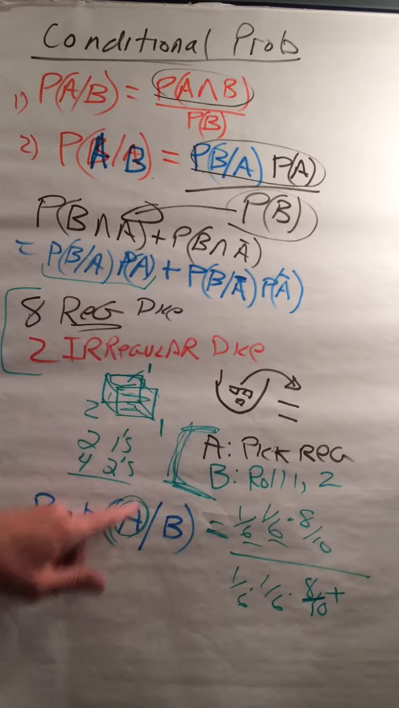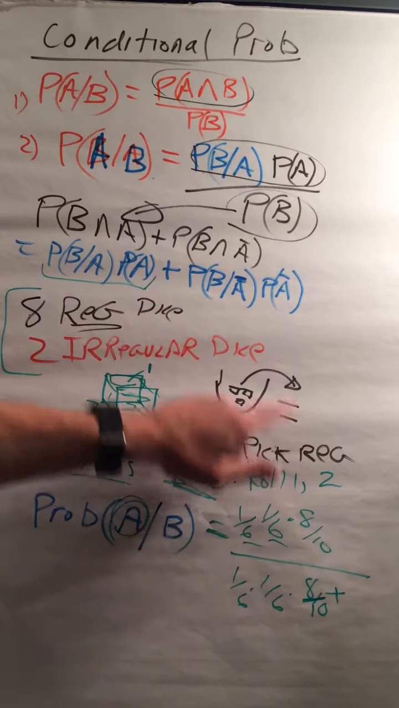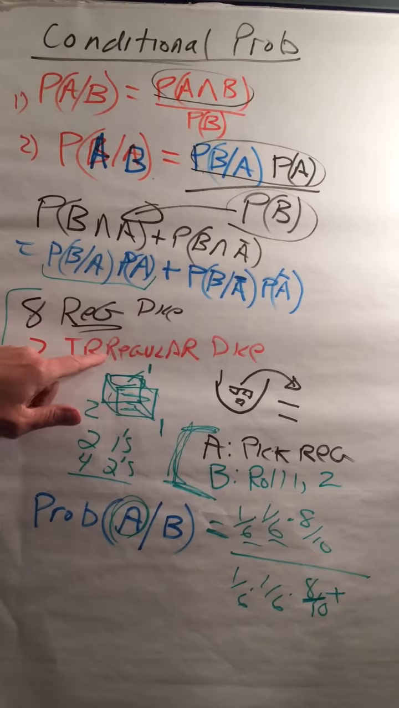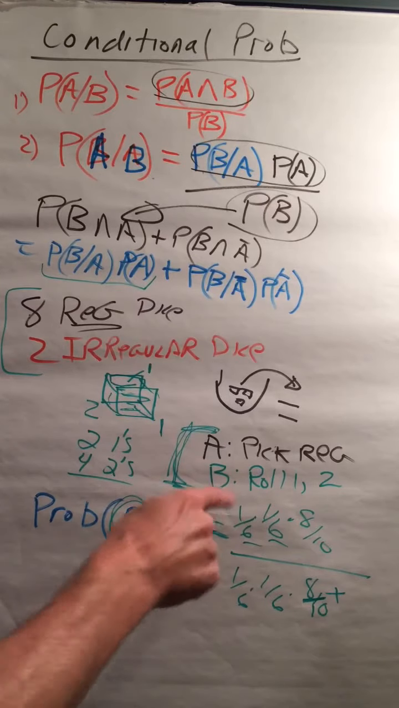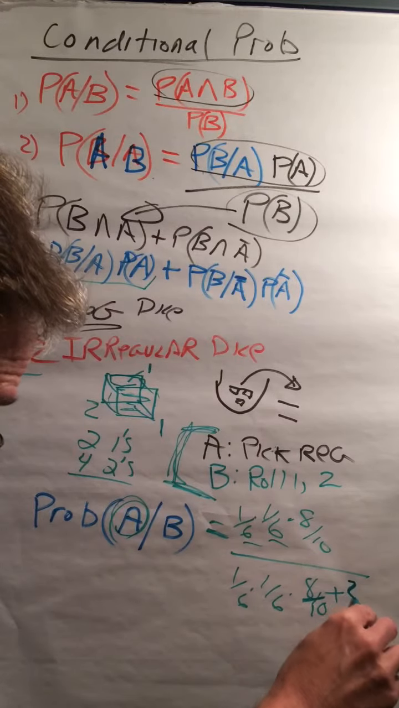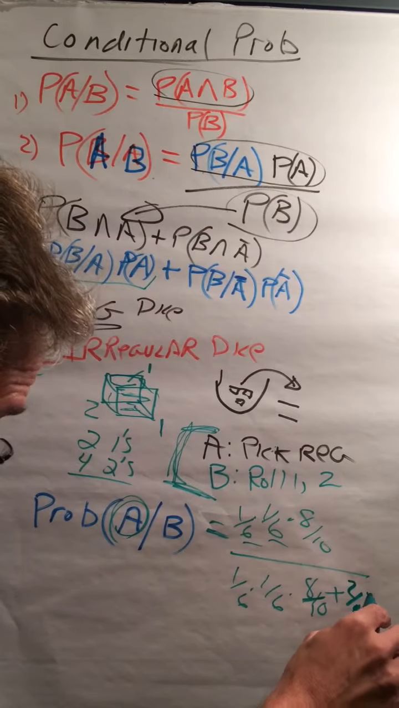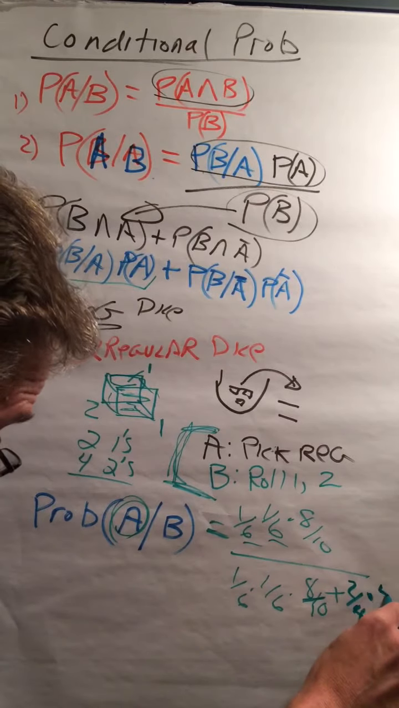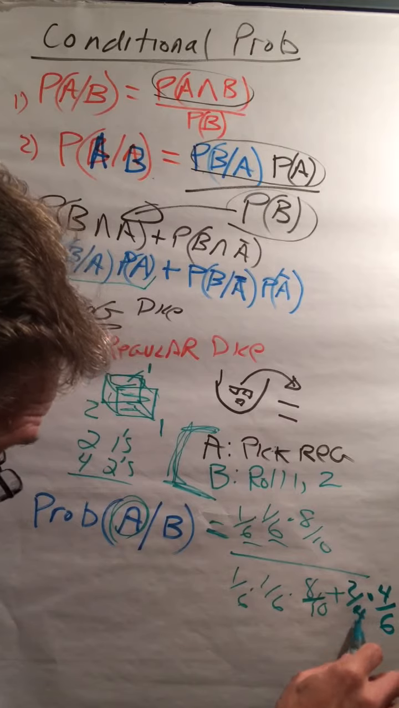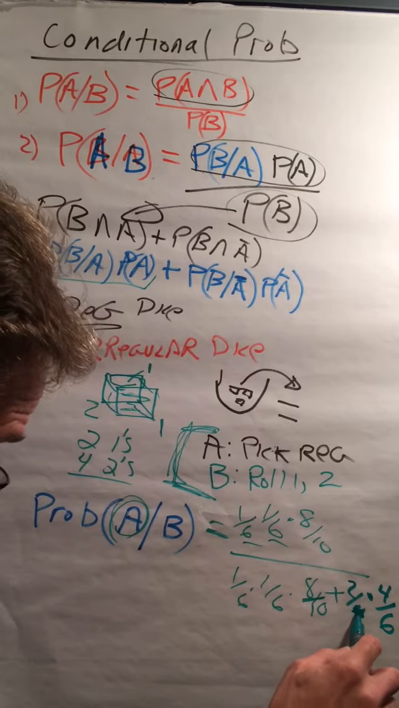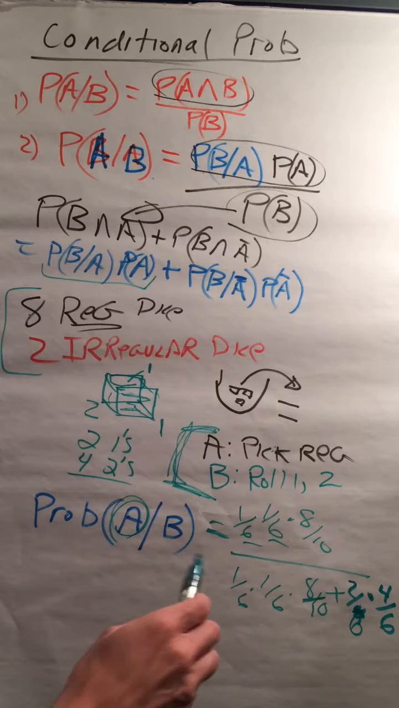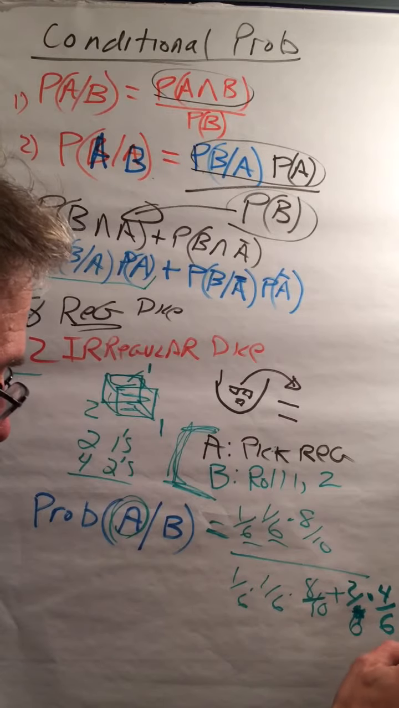Now we've got the probability of B, getting a 1 or 2 given it's not regular, which means it's irregular. So the probability of getting a 1 is 2/4. And the probability of getting a 2 is 4/6. I'm sorry, that's 2/6, not 2/4. It's a total of 6 possibilities, not 4. So that's 6. Times, and then the probability of getting an irregular die is 2/10.